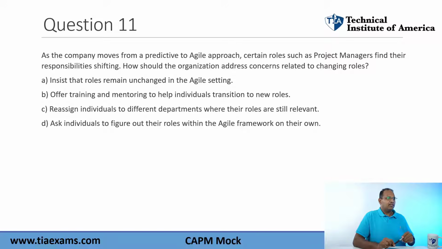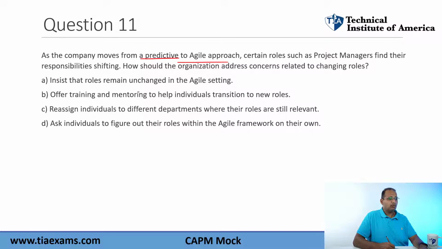Question number 11. As the company moves from predictive to agile approach, certain roles, such as project managers, find their responsibilities shifting. How should the organization address concerns related to changing roles? So once again, they're going from predictive to agile approach, right? And people's roles, especially a project manager's, are changing a lot. Okay. How should you address this?